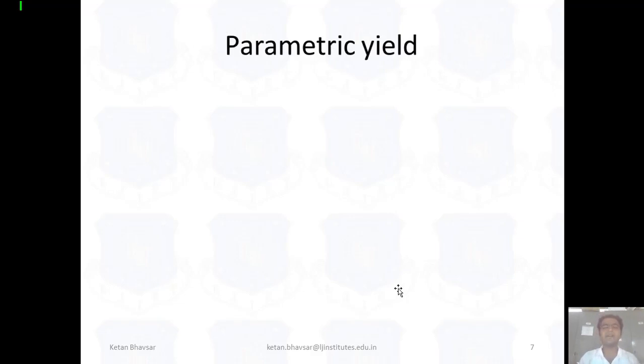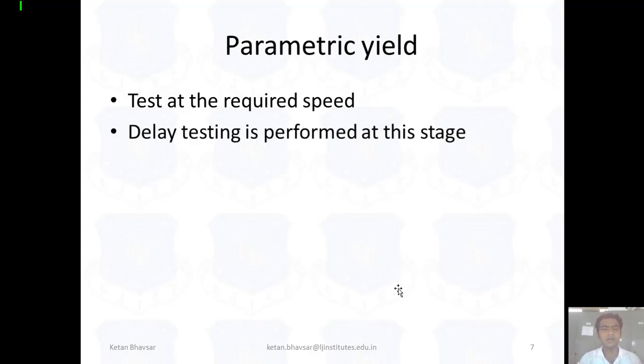Now we're talking about the parametric yield. Test at the required speed. Suppose you are designing a chip which works on a 16 megahertz external crystal, then you have to check your speed at 16 megahertz and see that it is working properly. Delay testing is performed at this stage.